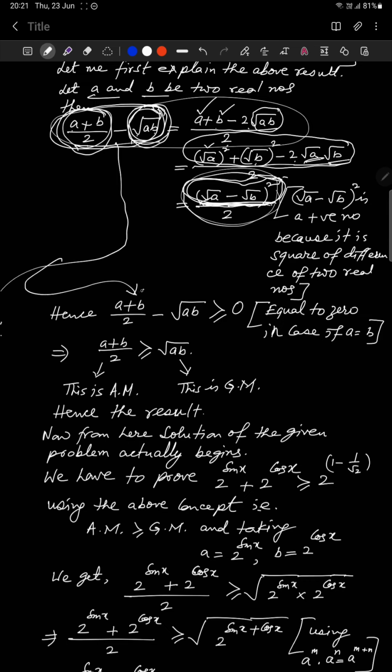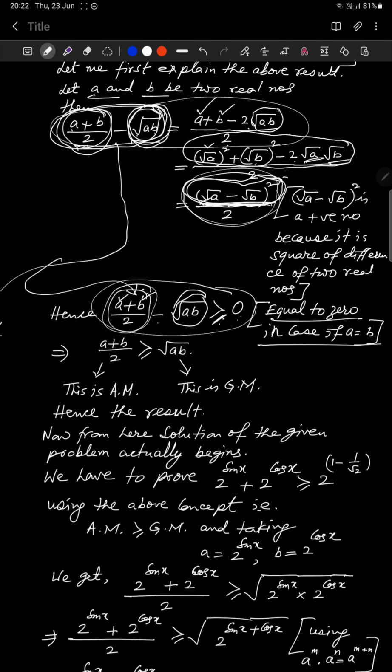Over here, a plus b by 2 minus root over ab is greater than or equal to 0. This equality sign is taken because if a and b are equal, then this thing will be equal to this, and so this whole thing will become equal to 0. That is why I have written equal to 0 in case a is equal to b. So we are getting this particular result, and this root over ab is taken to the right hand side, so that we are left with a plus b by 2 greater than or equal to root over ab.